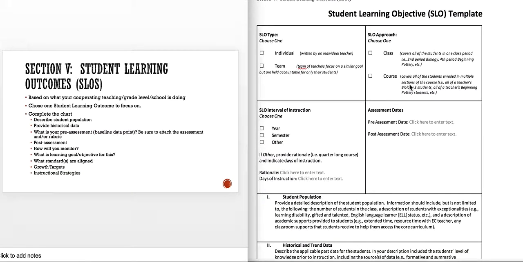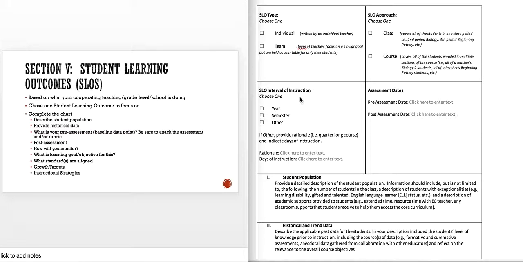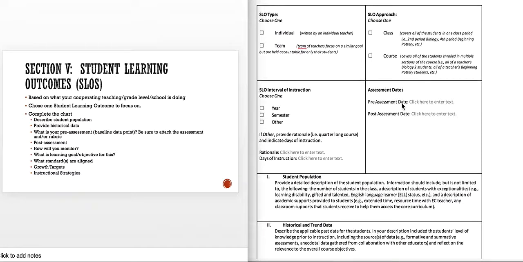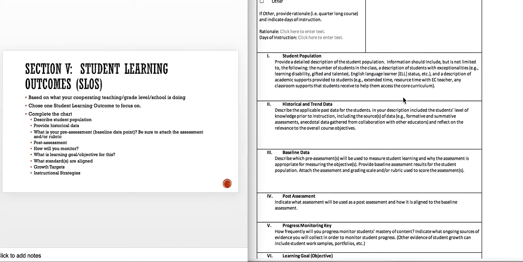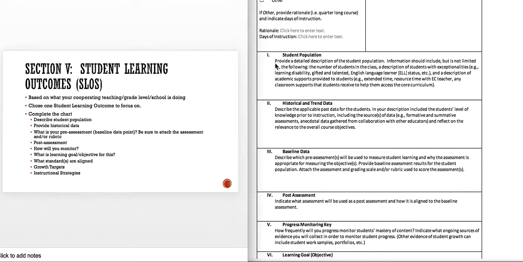Once again, is it by class or is it by course? Over on the chart, you're going to say, is this a semester long, year long, or a quarter long student learning outcome goal? Then, when are you doing your pre-assessment and post-assessments for the student learning outcome? So when are you going to test where they are and then how far they've come? The next couple sections of this chart kind of repeat what you've already done, so this should be pretty easy. Your student population, you're going to go back to section 1 and describe who your students are. So take that chart and put it into words.